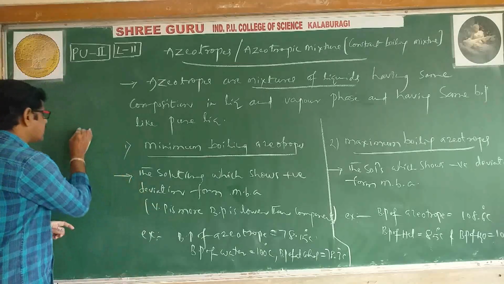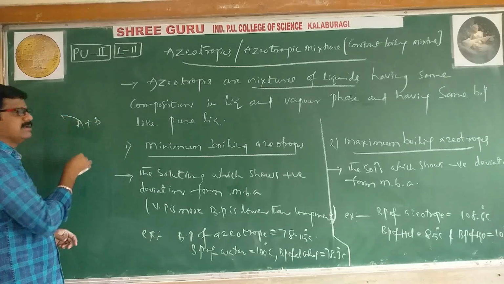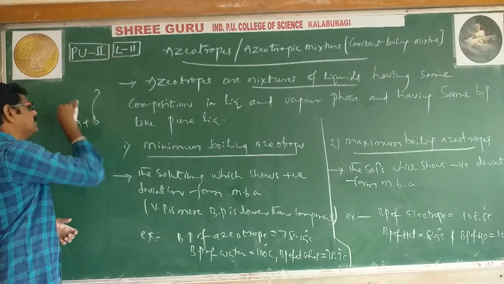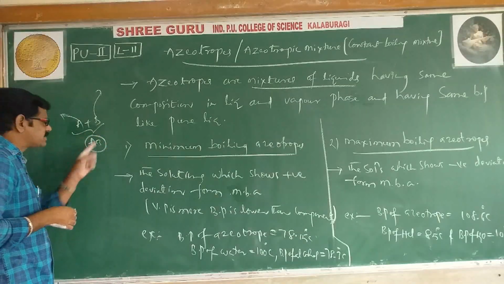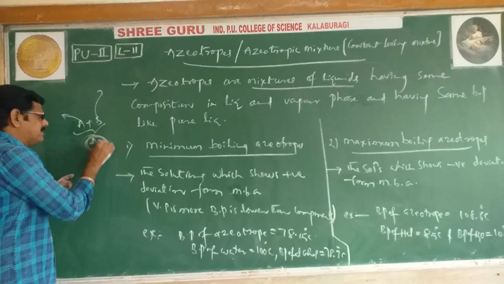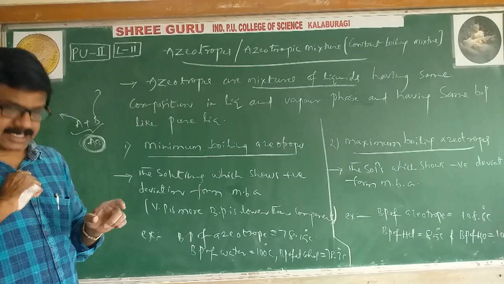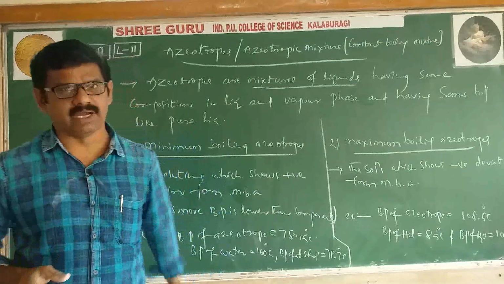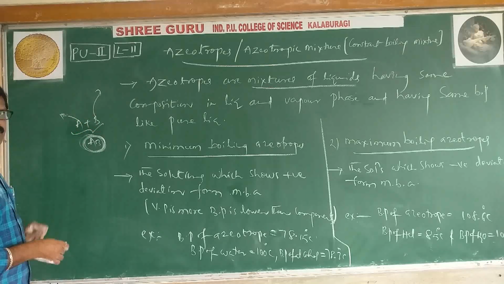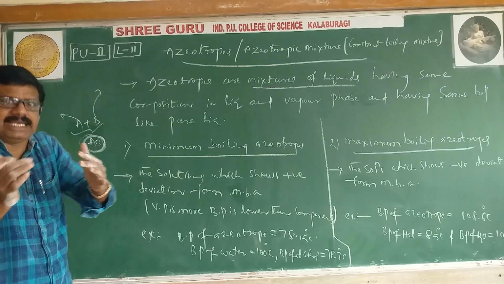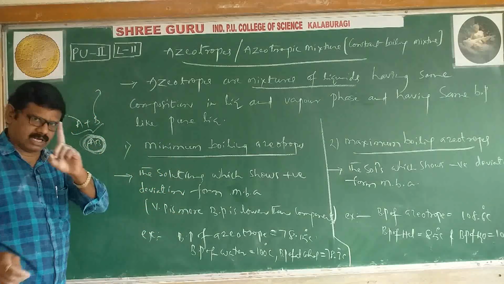Means, one component is A, another component is B. A has one boiling point, B has a different boiling point, but after mixing A and B, the entire mixture has only one boiling point, remember. Once again, A and B we are mixing, each having a different boiling point individually. Once you mix, the mixture will get only one boiling point.